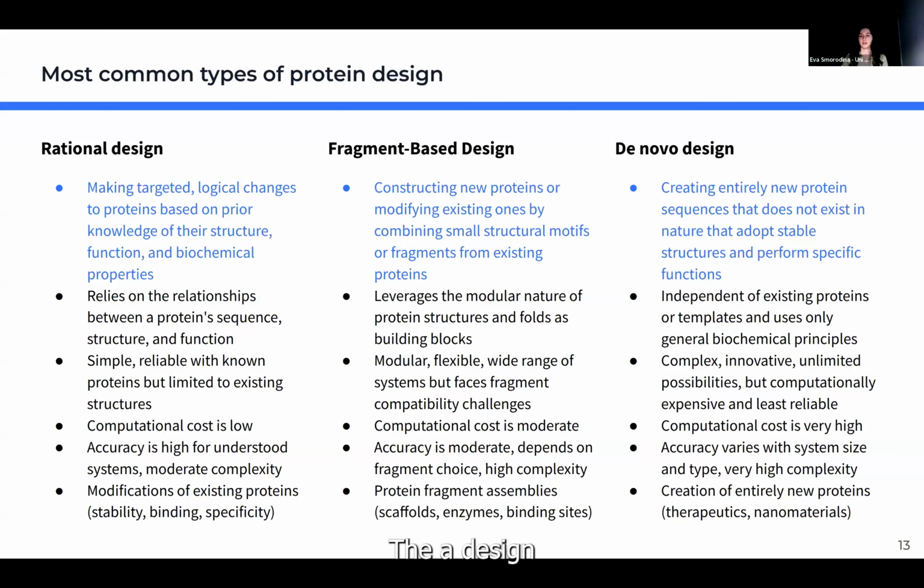De novo design does not rely on existing proteins. So the general idea in de novo design is to create an entirely new protein. It can be both sequence and structure, but the point is that you will not rely on existing natural information of these proteins. The complexity of the task grows from rational design to de novo design, but de novo design has unlimited possibilities because you can create everything that you can.